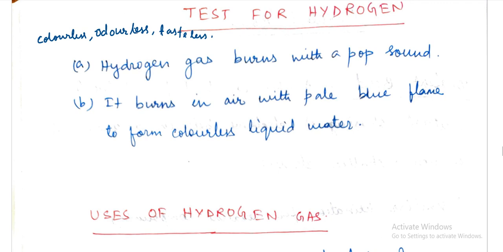To identify this, if we burn the hydrogen gas, then it burns with a pop sound. That is the test for hydrogen gas. And it also burns with a pale blue flame, and a colorless liquid is formed, which is nothing but water. So these are the two tests for hydrogen gas. By using these tests we can know whether the gas which is prepared is hydrogen or any other gas.